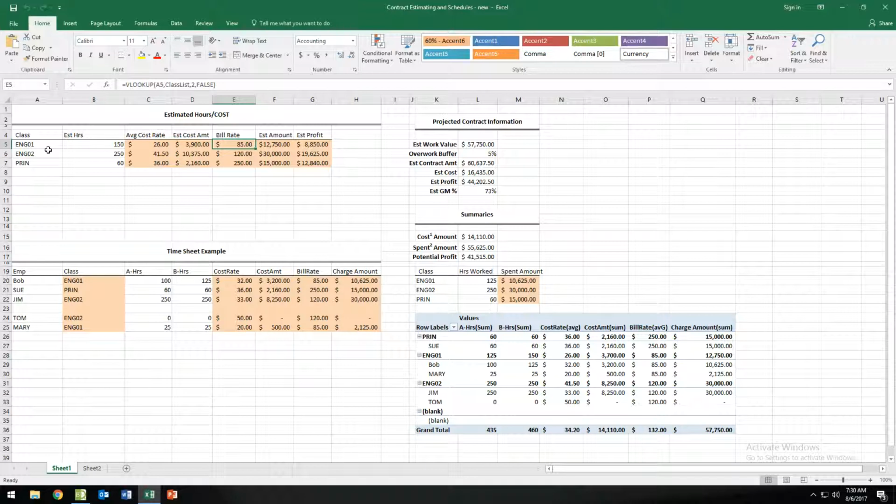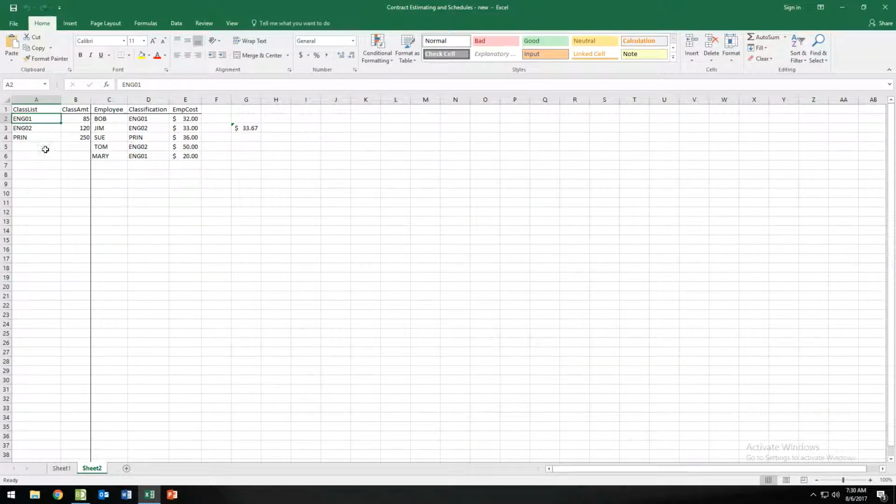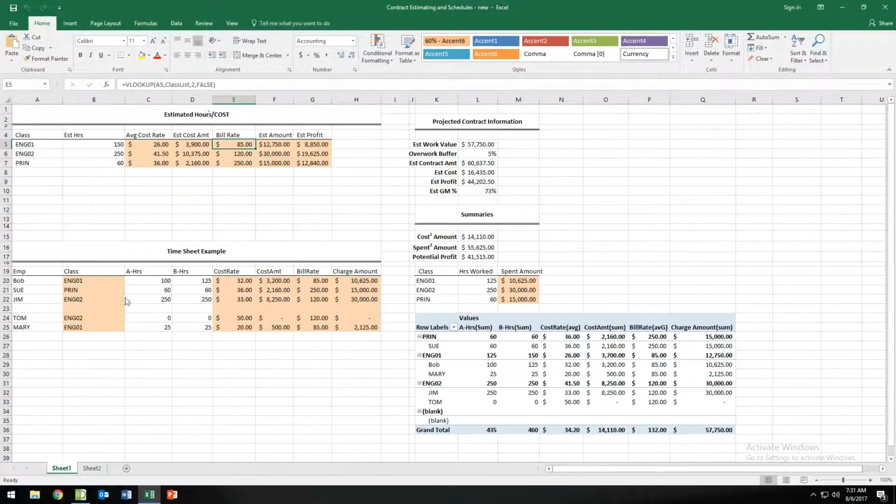Okay, so if we look here on this particular Excel spreadsheet, even I'm coming here, I have my type of employees or my classes of employees. I have the amount for each class, and then I have the actual employees and their classes here. Okay, and then of that I have the cost rate of each employee, not the bill rate, the cost rate, and I know the average cost rate is about $33.67. Now the class amount, which is, if I say Bob is an engineer level 1, that means Bob bills out 85.